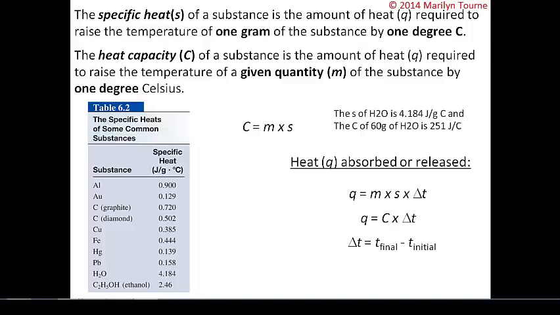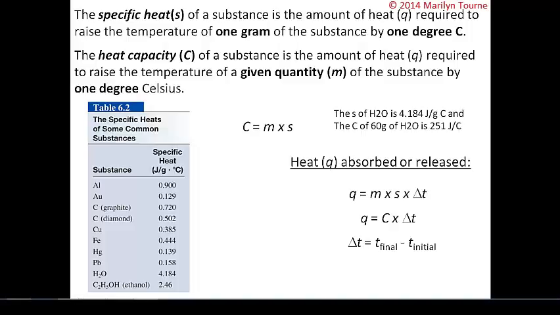And if we're going to learn about how to measure heat changes, we have to understand specific heat and heat capacity. Specific heat is the amount of heat that's required to raise the temperature of 1 gram of that substance by 1 degree Celsius. Heat capacity is the amount of heat required to raise the temperature of any given quantity of that substance by 1 degree Celsius. The specific heat of water is 4.184 joules per gram degree Celsius.